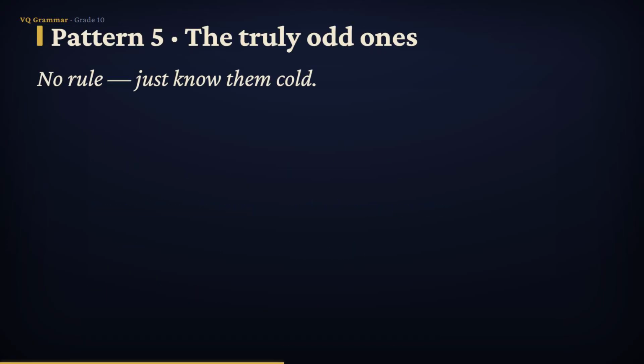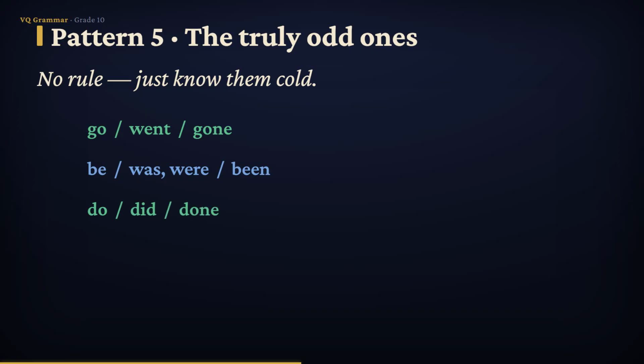And then there is the last family, which is really no family at all, the truly odd ones. Go, went, gone. Be, was or were, been. Do, did, done. See, saw, seen. Eat, ate, eaten. There is no pattern hiding in there. These verbs simply went their own way centuries ago. The tricky part is that they are also the verbs we use most often, so they turn up constantly.